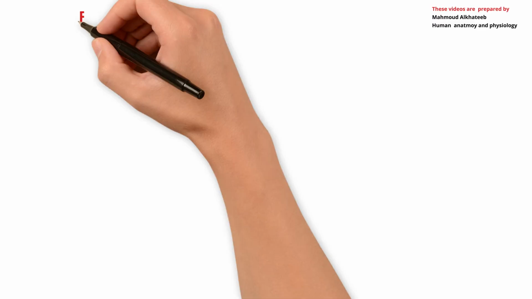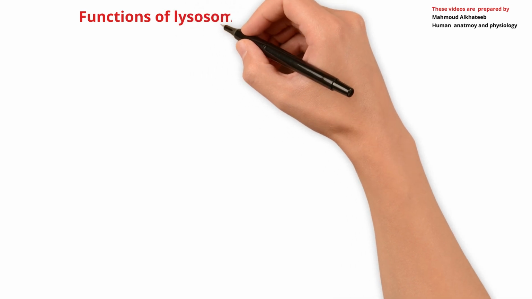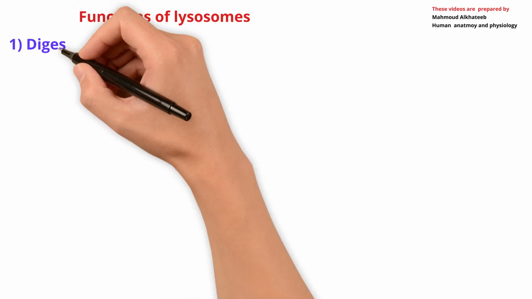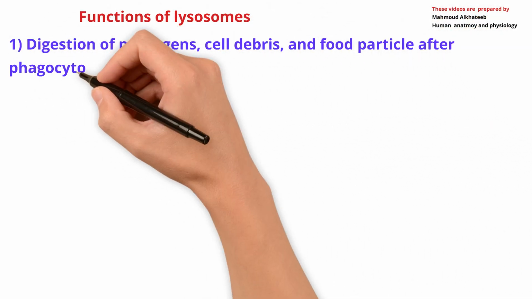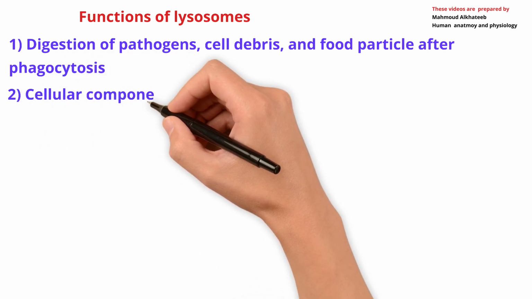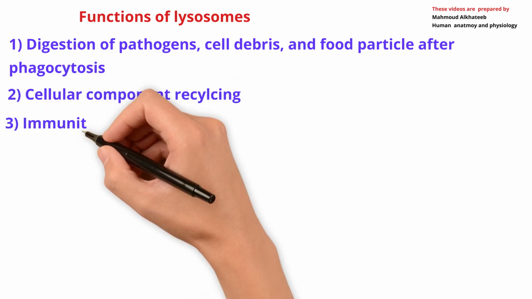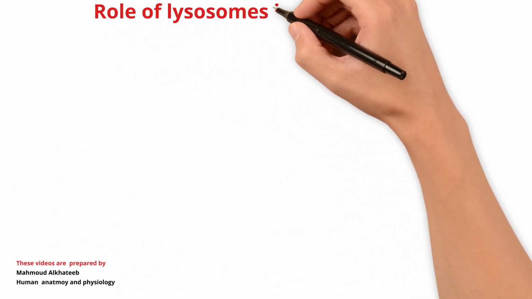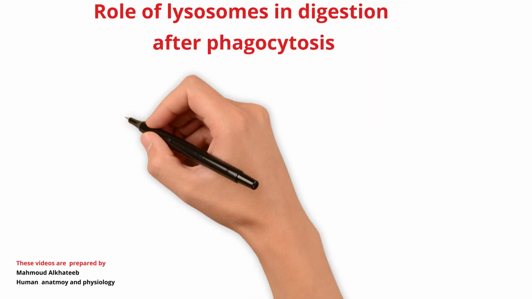Now what about lysosomes' functions in the cells? In fact, lysosomes serve the cell with a multitude of essential functions. These include digestion of pathogens, cell debris, and food particles, recycling of cellular components, and activating the adaptive immune system. Let's first examine the role of lysosomes in digestion and immunity.